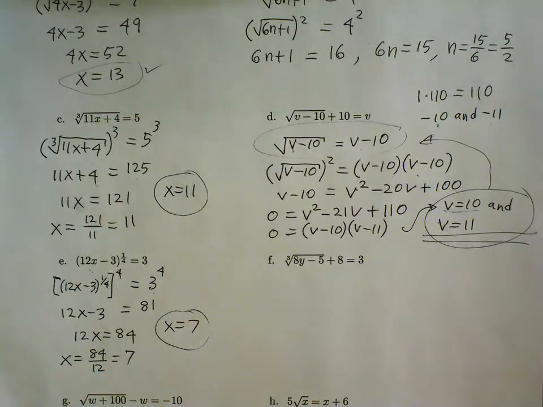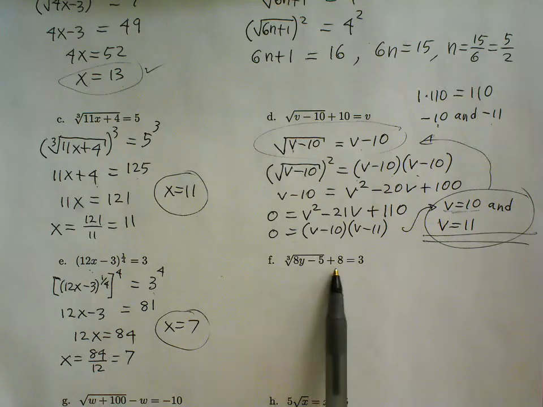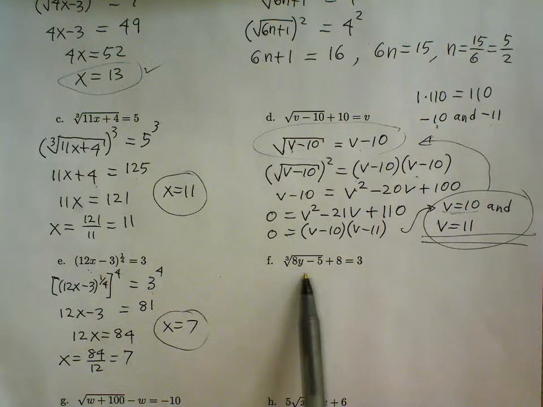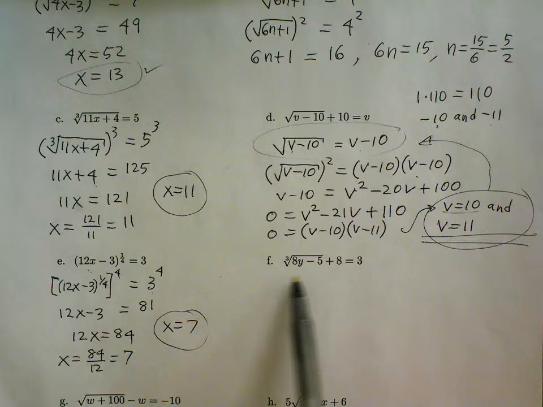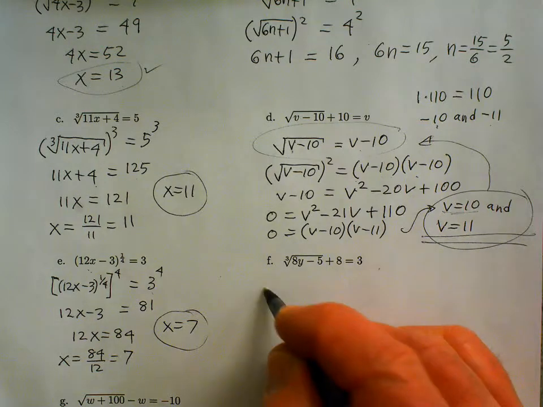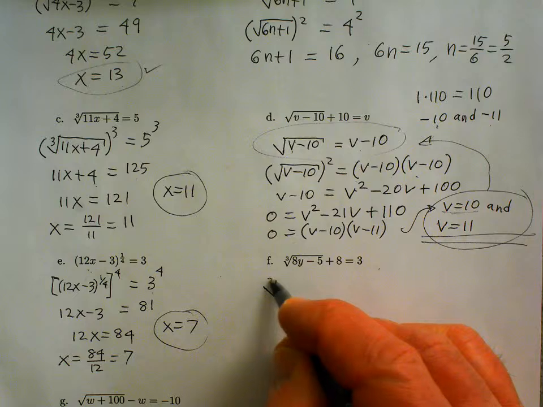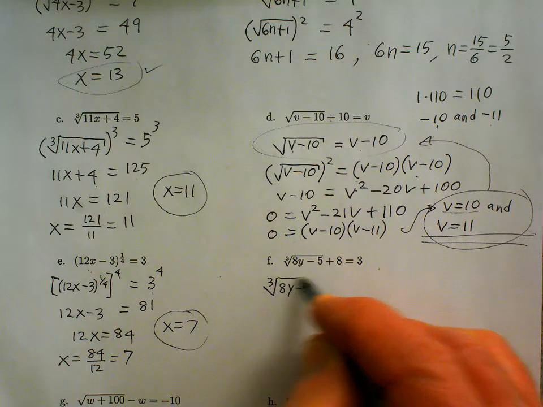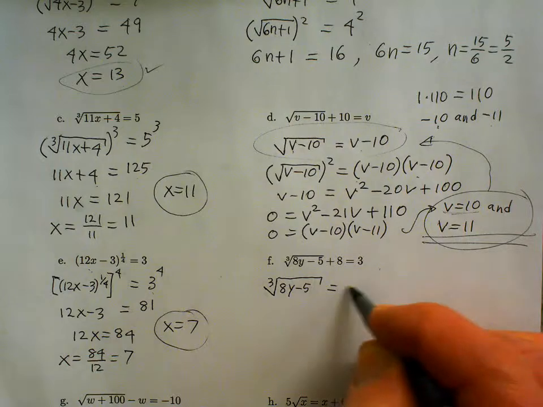And the next example, the cube root of 8y minus 5 plus 8 equals 3. The first thing to do is subtract 8 from both sides so that we isolate the cube root of 8y minus 5. And that's equal to negative 5.